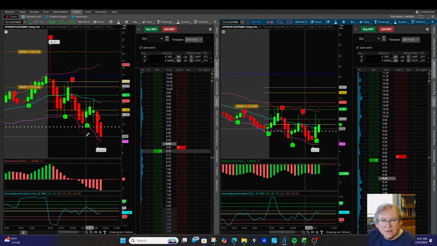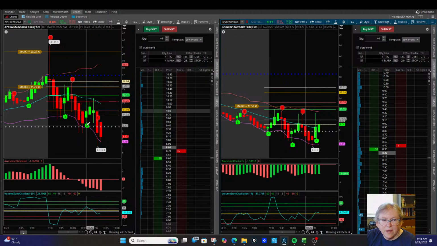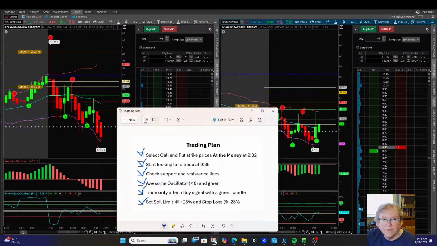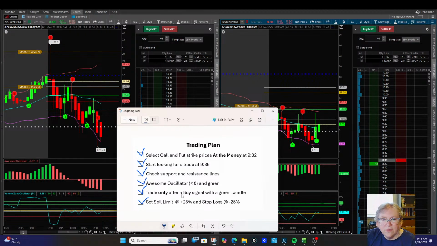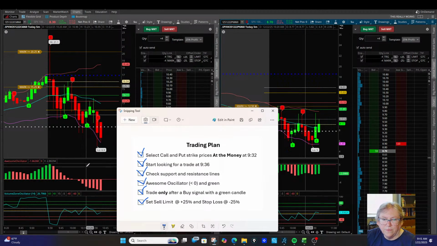One thing about this buy signal here is that I did not see a green candle. And that is one of my rules, I trade only after a buy signal with a green candle. Well, it's a buy signal with a green candle, but then the awesome oscillator needs to be less than 0 and green. Well, here it's less than 0, but is it green? No. So that means I need to wait.